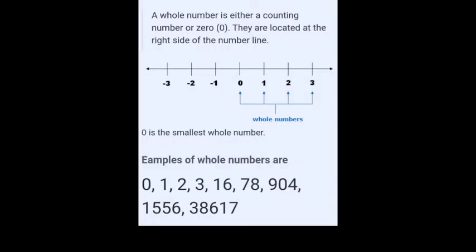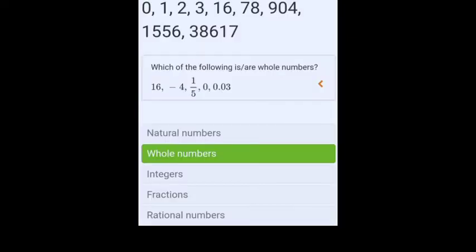Next, we have the whole numbers. So a whole number is either a counting number or 0. They are located at the right side of the number line. So sa whole numbers, ang pagkakaiba lang niya sa natural numbers ay included yung 0. So from 0 up to infinity. So here are some examples of whole numbers. So 0 up to 38,617. But whole numbers are infinite.